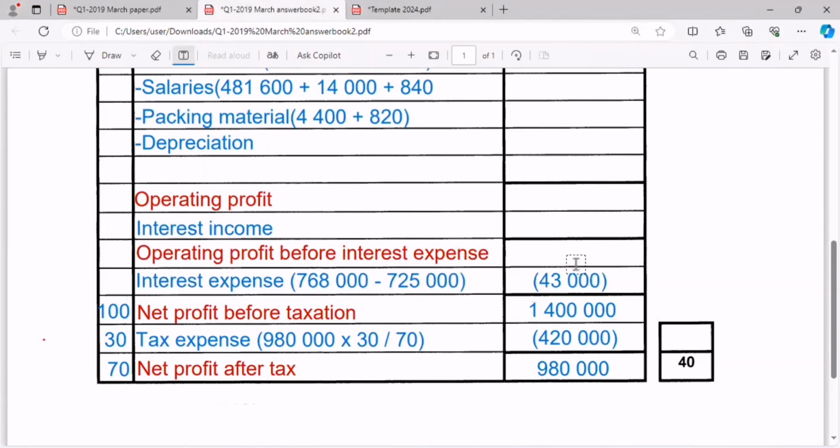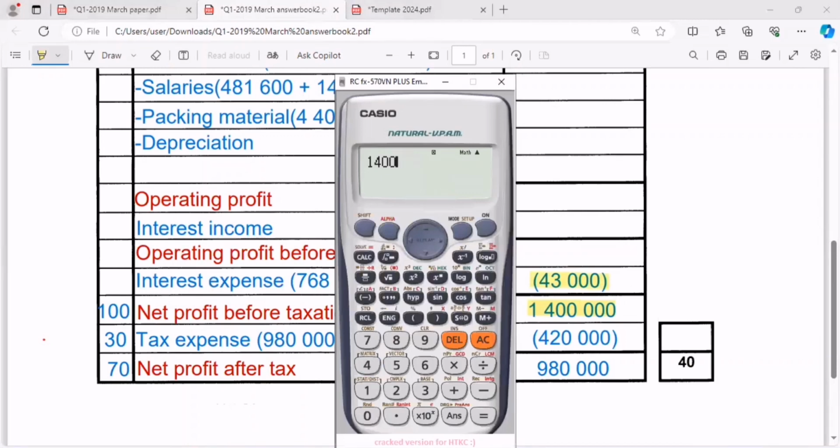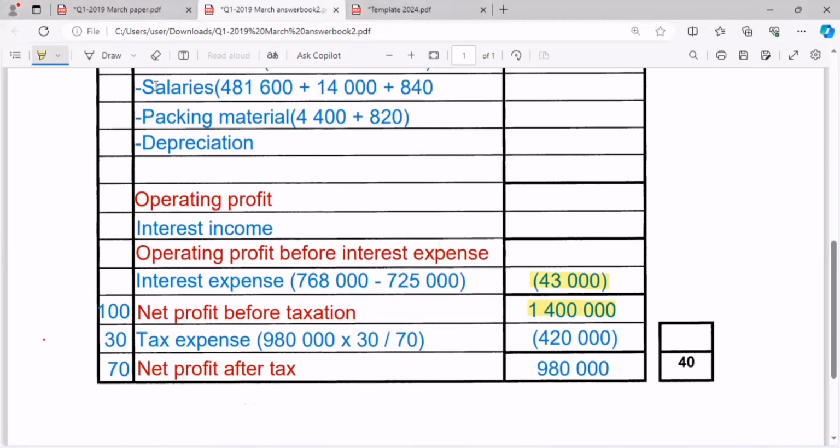Okay, so guys, now remember we are working backwards. So now we want to get operating profit before interest expense. We have profits before tax and interest expense. When we work backward, we change the signs. So we have 1.4 million. Because we are working backwards, the 43,000 will be positive. We're going to add it. So the profits before interest expense is 1,443,000. And then do we have interest income?